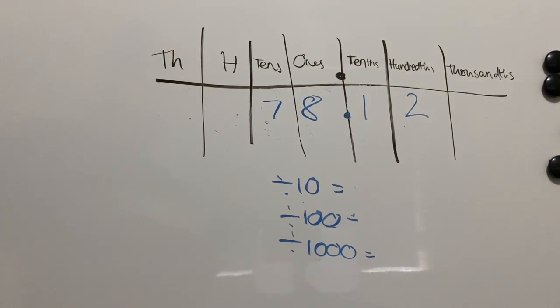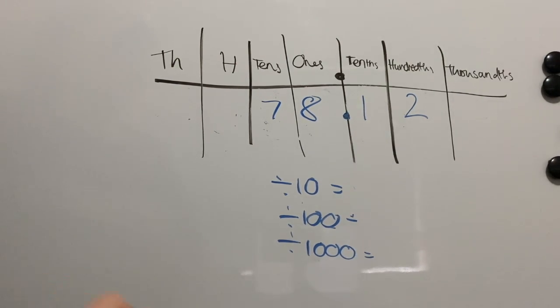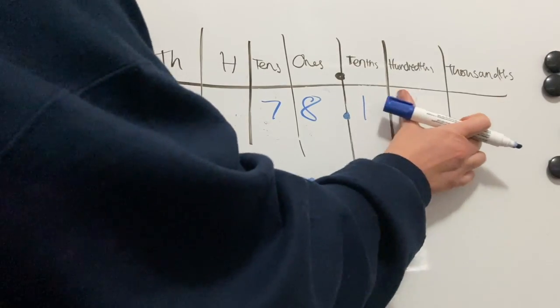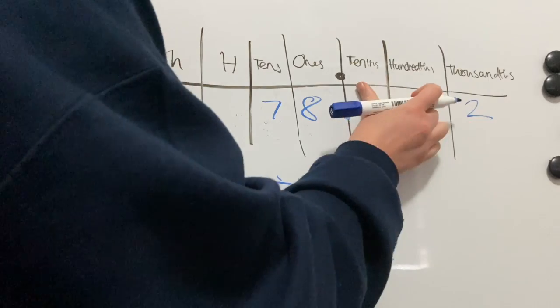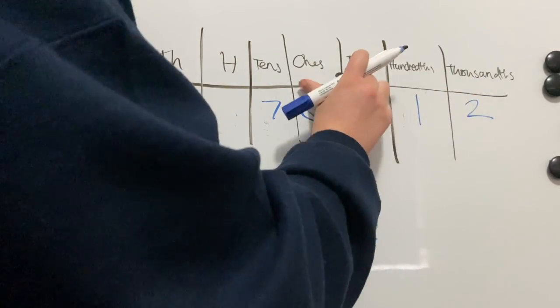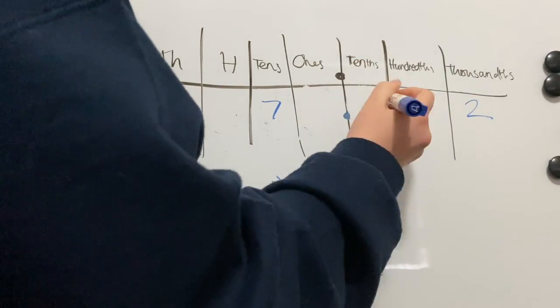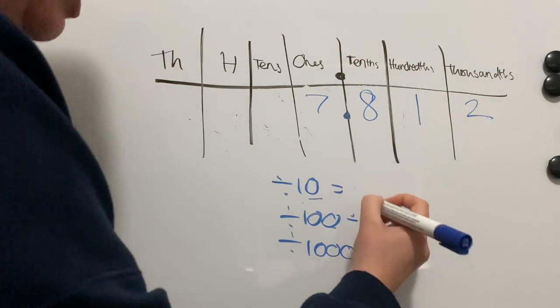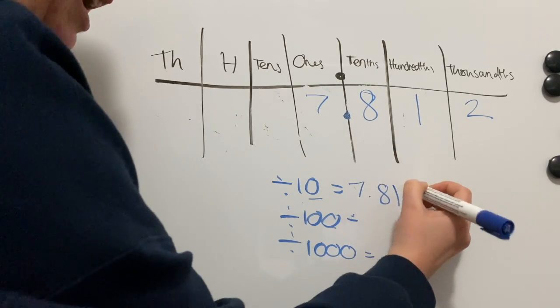My next example is with the number 78.12. First of all, I'm going to divide it by 10, which means that everything moves 1 place value column to the right. 2 hundredths become 2 thousandths, 1 tenth becomes 1 hundredth, 8 ones becomes 8 tenths, and 7 tens becomes 7 ones. Our number is 7.812.